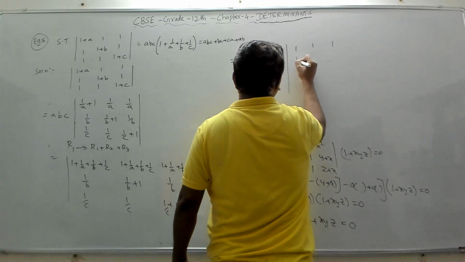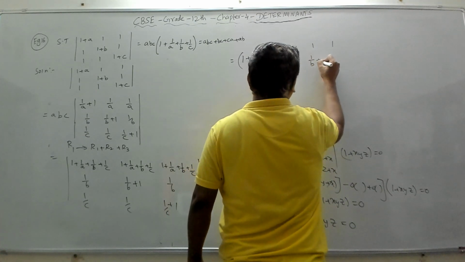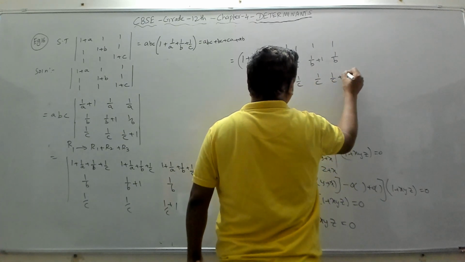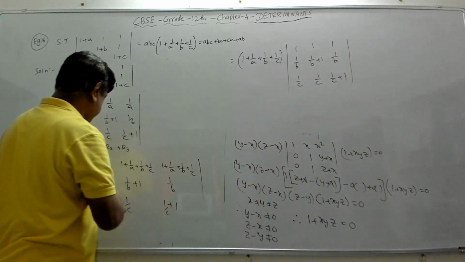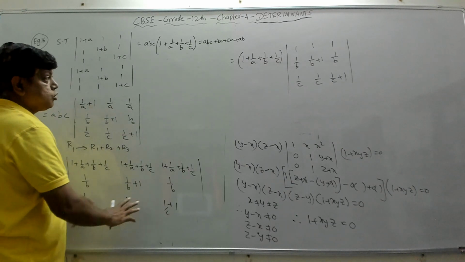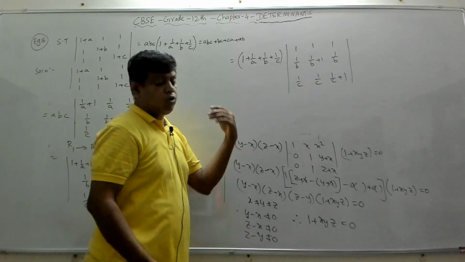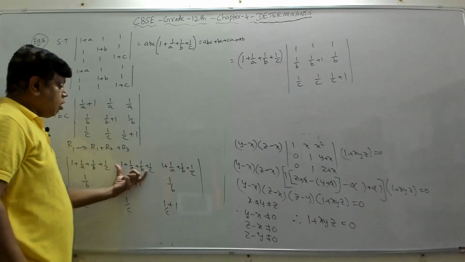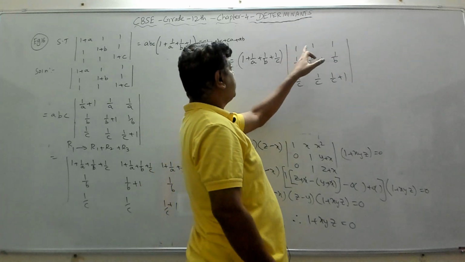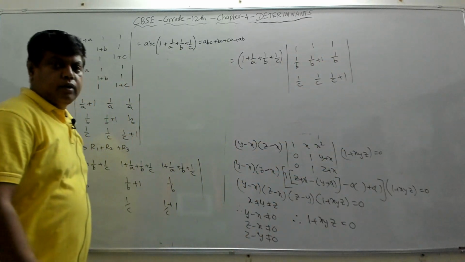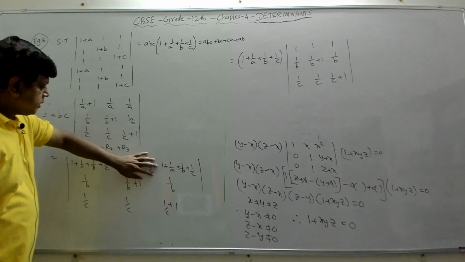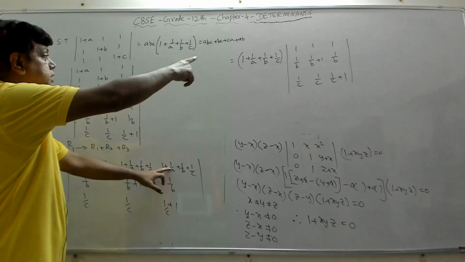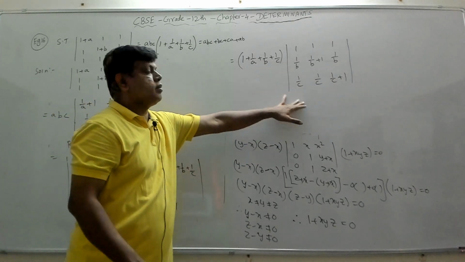Then the other rows are 1 by b, 1 by b plus 1, 1 by b, and 1 by c, 1 by c, 1 by c plus 1. I am writing the other two rows as they are. From the first row, we took 1 plus 1 by a plus 1 by b plus 1 by c common, so it became 1, 1, 1. If you take this out, it will become 1, and the other two I have written as they are.